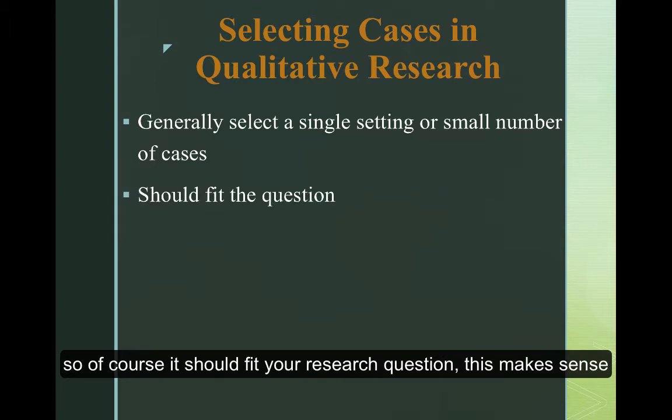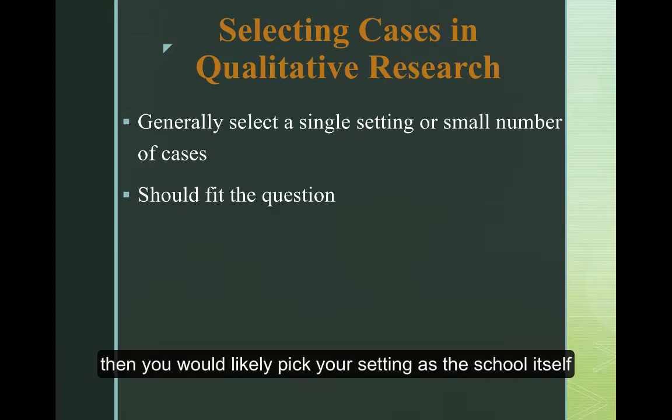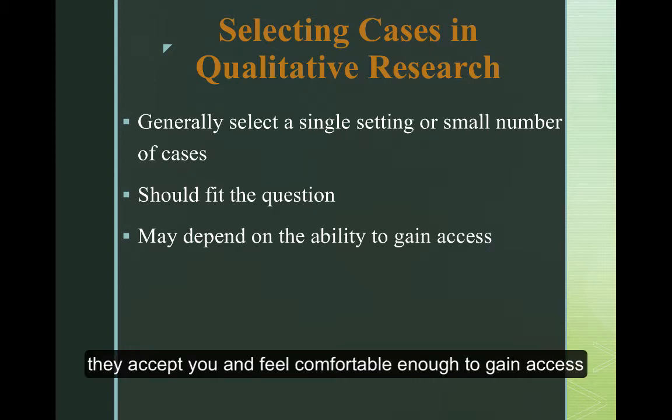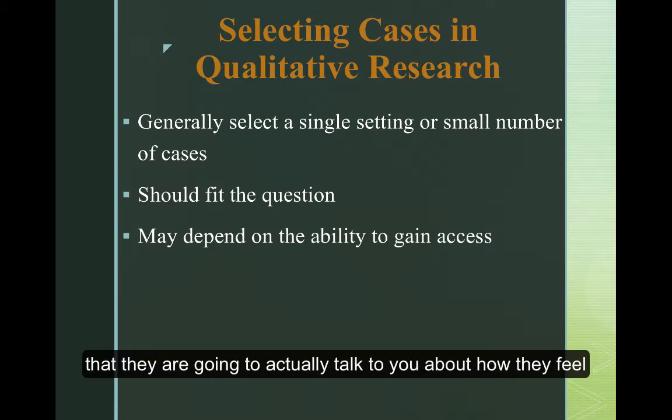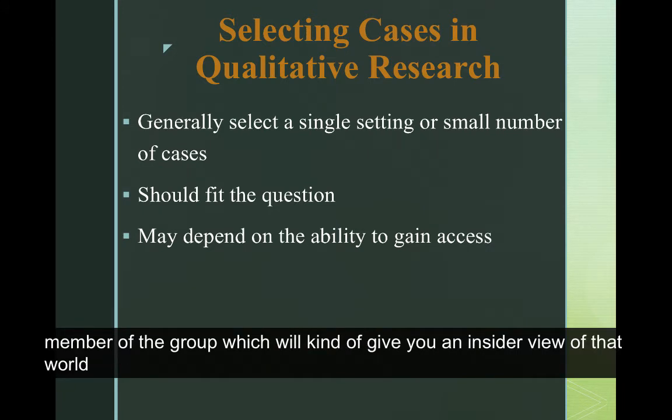Of course, it should fit your research question. This makes sense. If you were studying participants in an educational institution, then you would likely pick your setting as the school itself. This may also depend on the ability to gain access, which is important to getting the perspectives and insights of participants. You need a way to get in with them so they accept you and feel comfortable enough to actually talk to you about how they feel. Sometimes you can gain this access by being a member of the group or a previous member of the group, which gives you an insider view of that world.